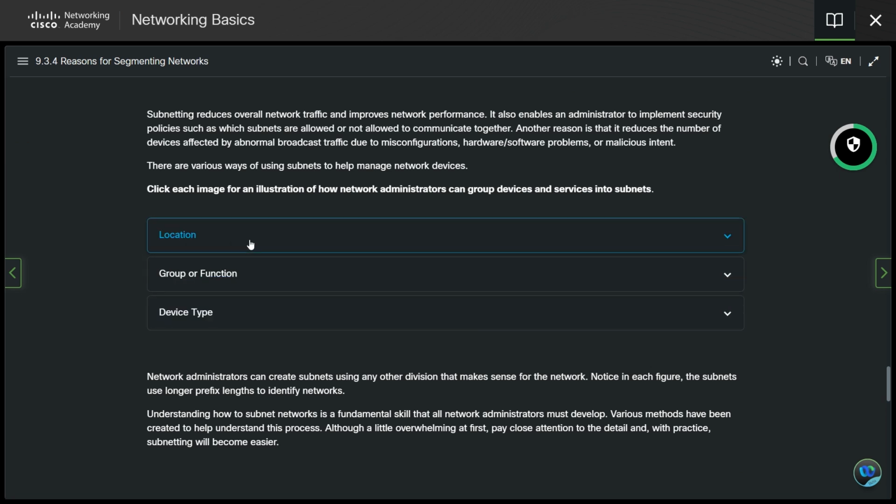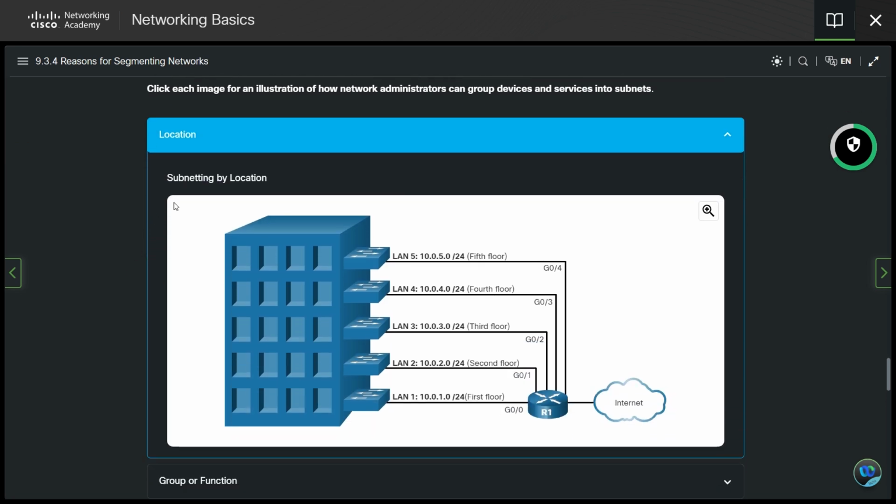And we have three tabs. In the first tab is location, subnetting by location. In this case, we have a building with 5 switches, and each switch has one IP address. In this case, this is LAN 5 on the fifth floor. This is the IP address for LAN 4 on the fourth floor. And this is LAN 3, LAN 2, and LAN 1. All these LANs are connected to Router 1.